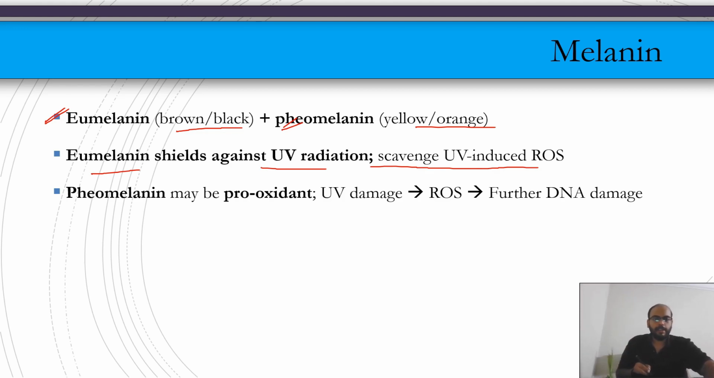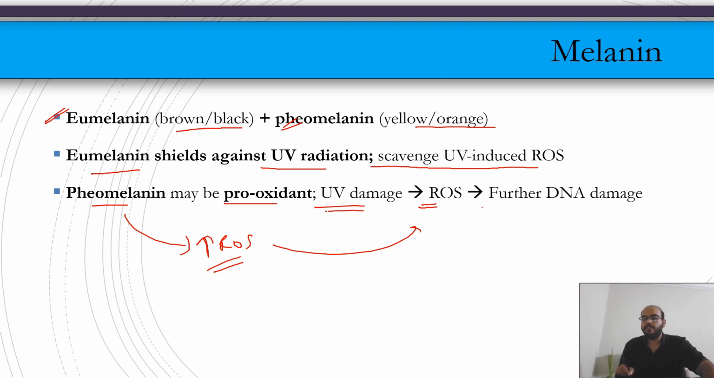So make sure. Pheomelanin may be a pro-oxidant. That means it will increase reactive oxygen species, and because of that, it will increase UV damage. So UV damage is causing reactive oxygen species formation, pheomelanin is also causing reactive oxygen species, and there will be further DNA damage. That means pheomelanin is not good.